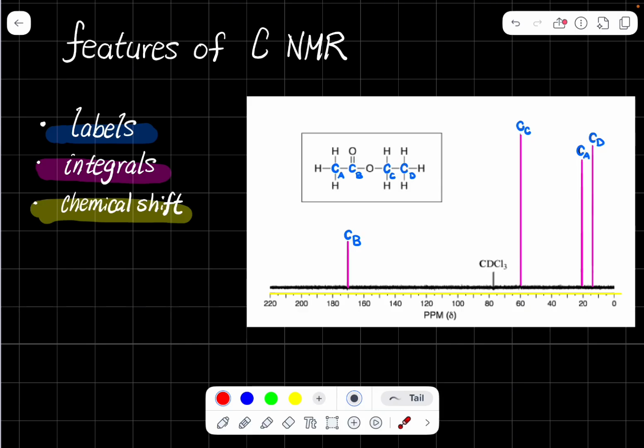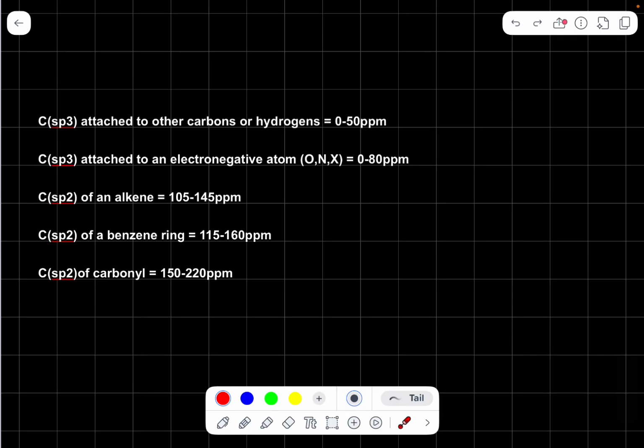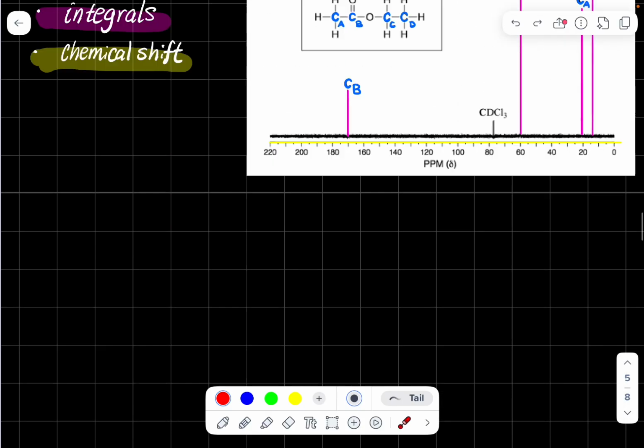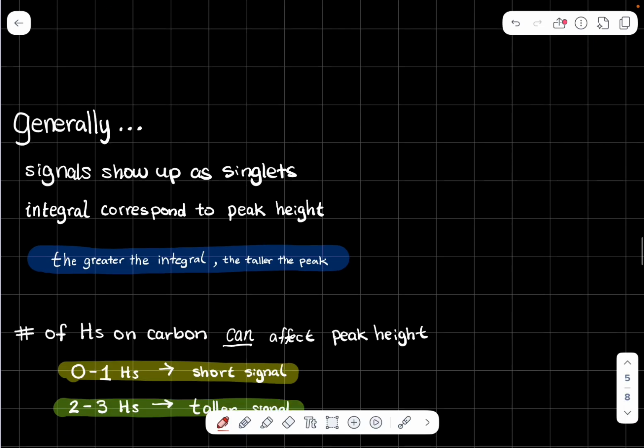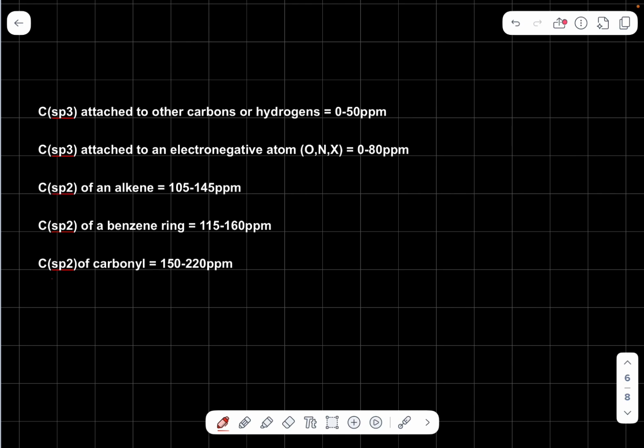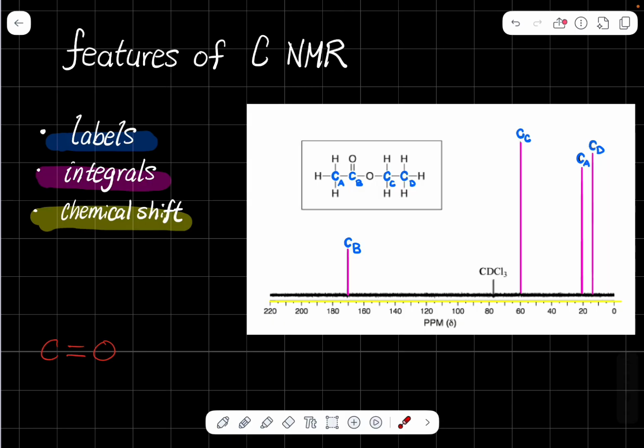Chemical shift depends on the hybridization of the carbon and what R group it is attached to. We have this chart to look at to determine the chemical shift of the carbons. So for example, carbon B is an sp2 carbon of a carbonyl. As a reminder, a carbonyl is a carbon double bonded to an oxygen. And if we go back down to the chart, an sp2 carbon of a carbonyl will be between 150 to 220 ppm. Again, taking a look at the spectrum, the carbon B signal is indeed between 150 and 220 ppm.